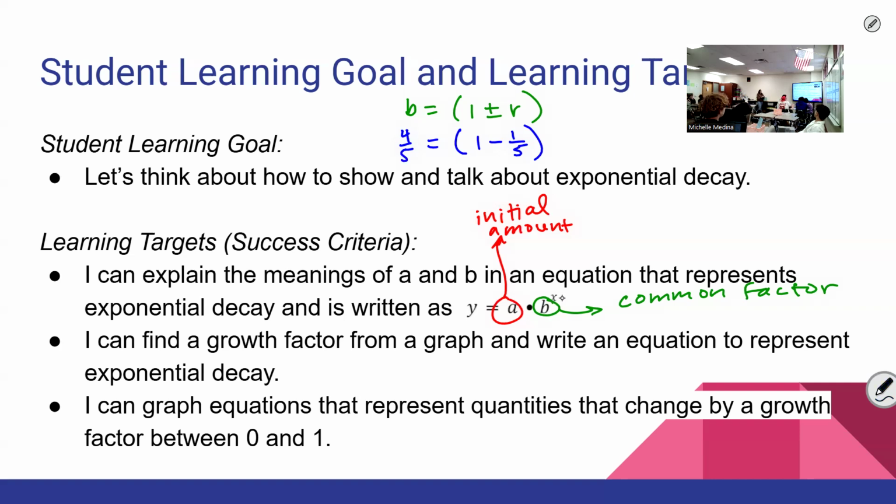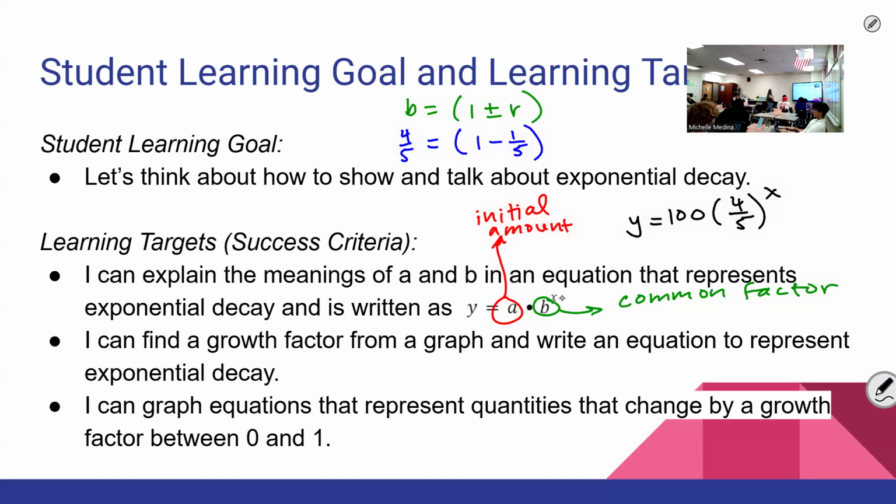So say we're starting with 100 times 4/5 each time. This would be my exponential function. All you need for exponential functions are an initial amount and a common factor. Sometimes it doesn't tell you the common factor. Sometimes it tells you a rate, and that's when you use the 1 plus or minus. So your common factor is always after the 1 plus or minus. Does that make sense? But that's what A and B are.